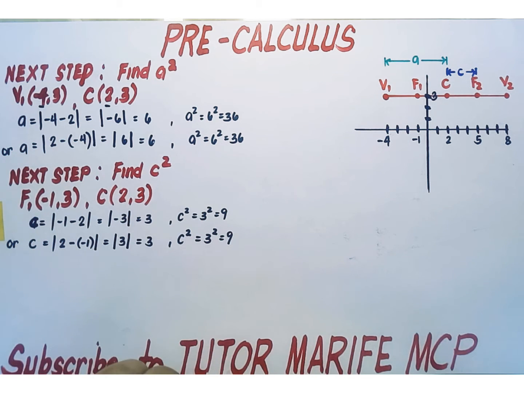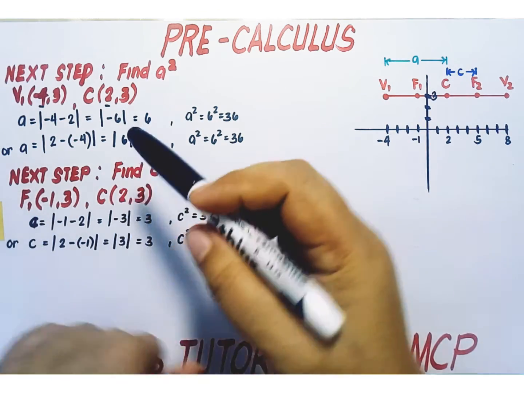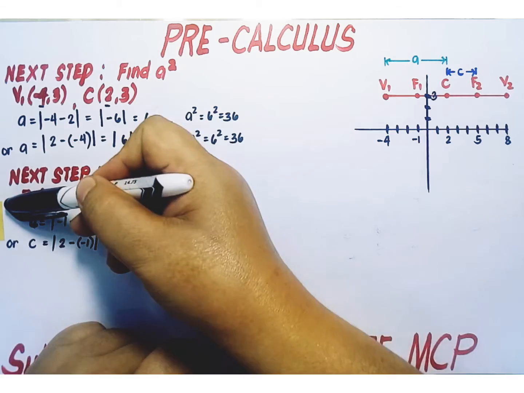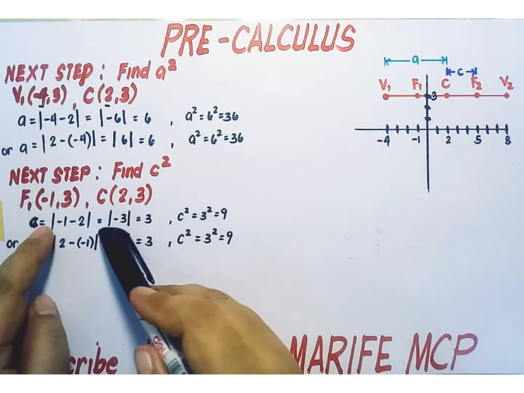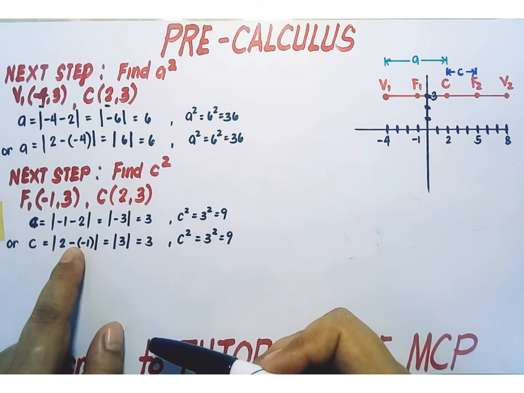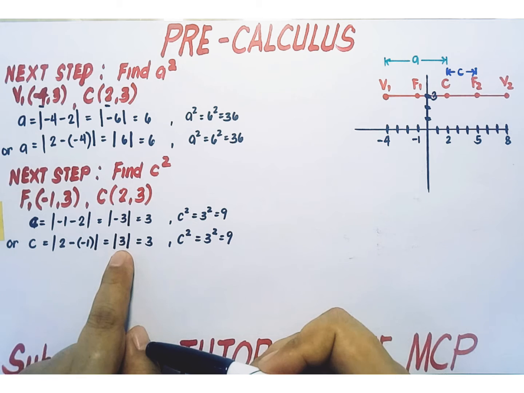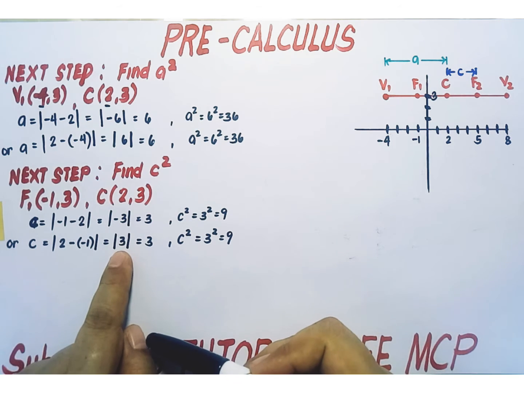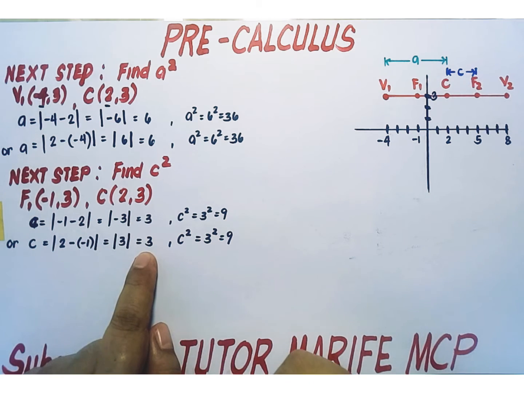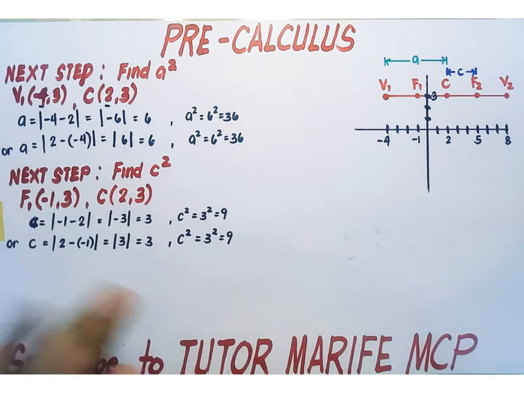Another way of taking the difference between the x-coordinates of the first focus and the center is going towards the left. So the absolute value of 2 minus -1 is equal to the absolute value of 2 plus 1 or 3. The absolute value of 3 is equal to 3. So c equals 3, c squared equals 3 squared or 9.